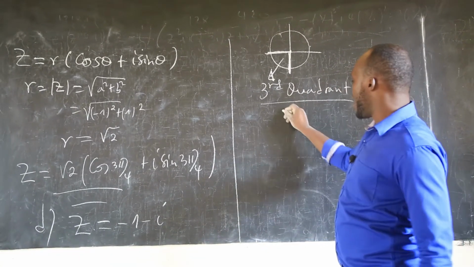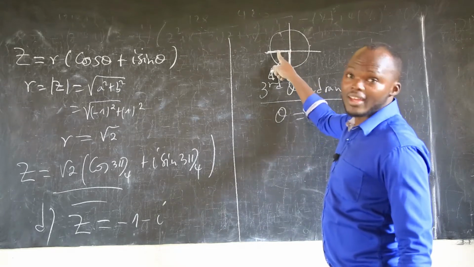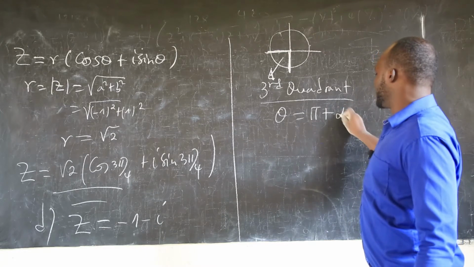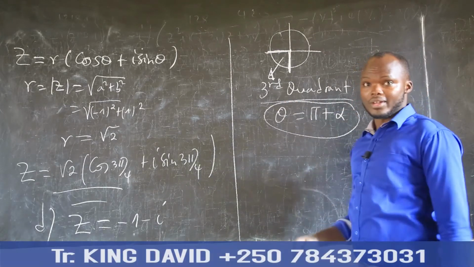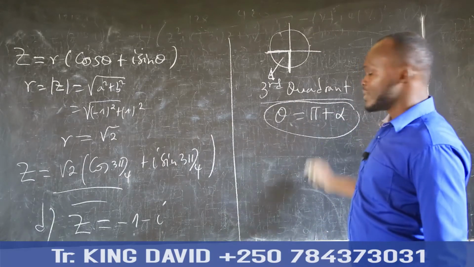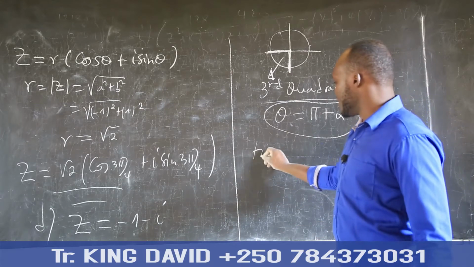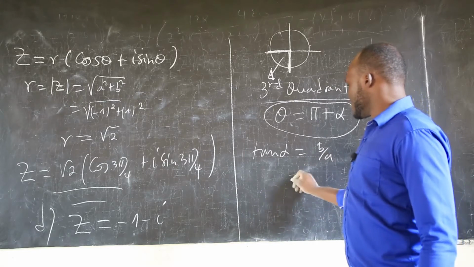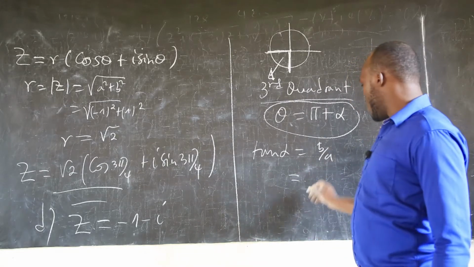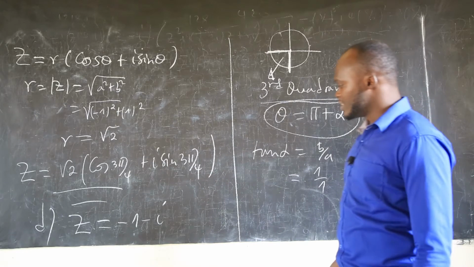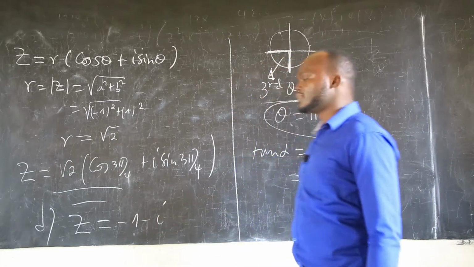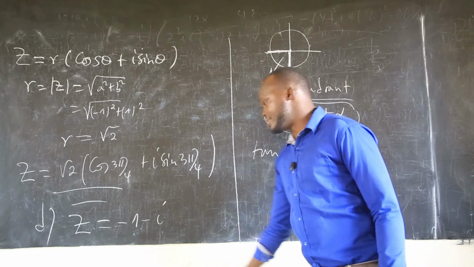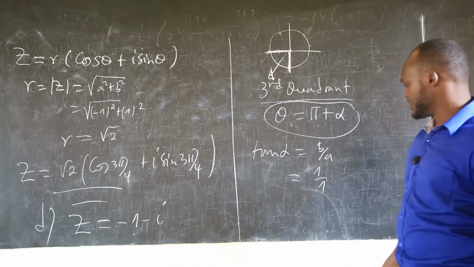In the third quadrant, our angle, because it has crossed 180, now it will be pi plus alpha. That's why you add, because it has crossed what? 180. So what is tan alpha? Tan alpha is equal to b over a, which is 1 over 1. I told you that we don't consider this sign when you're looking for tan alpha. We just consider positive signs.